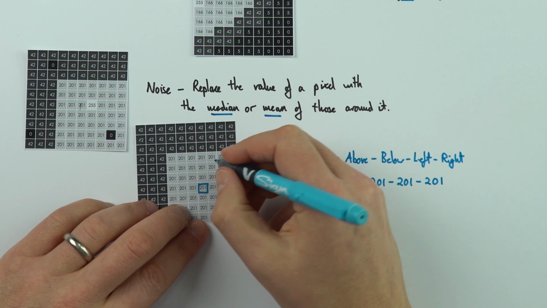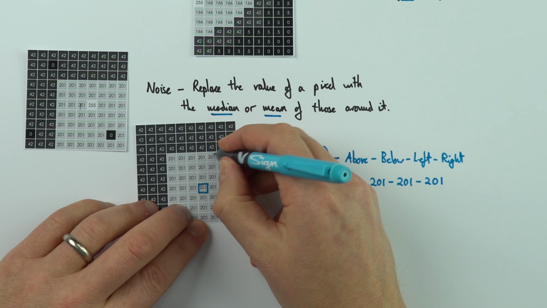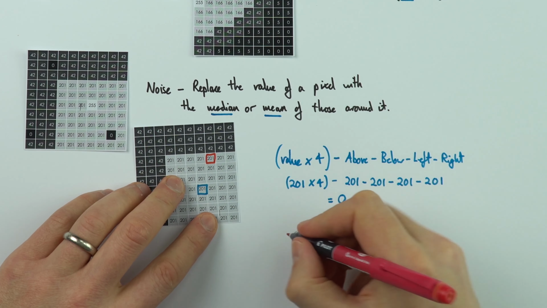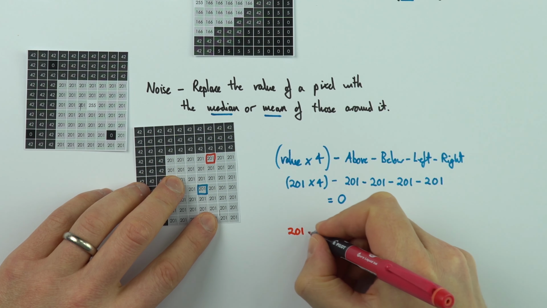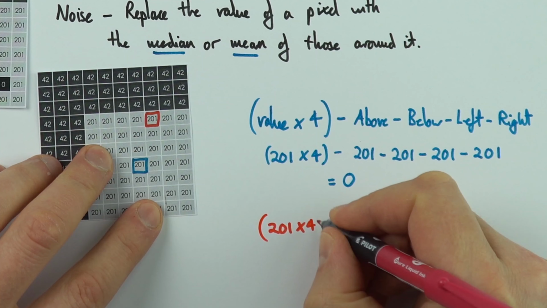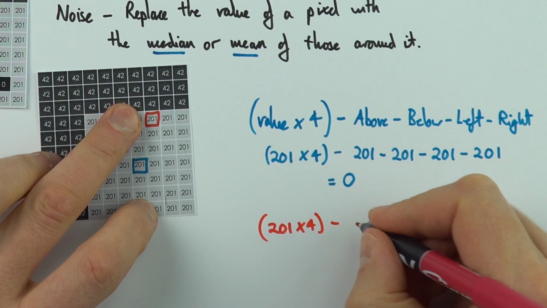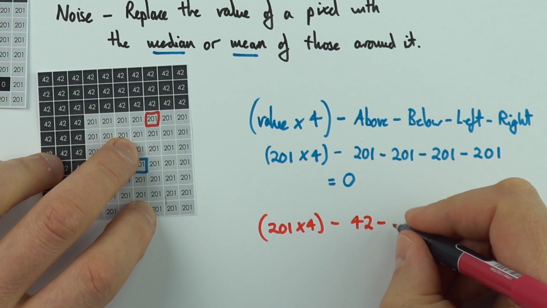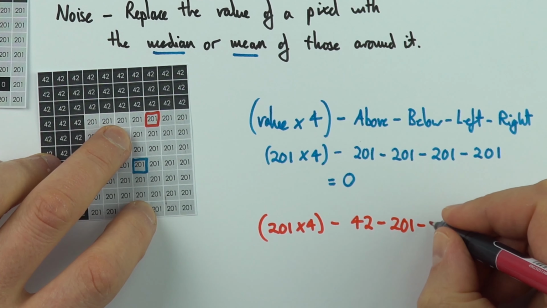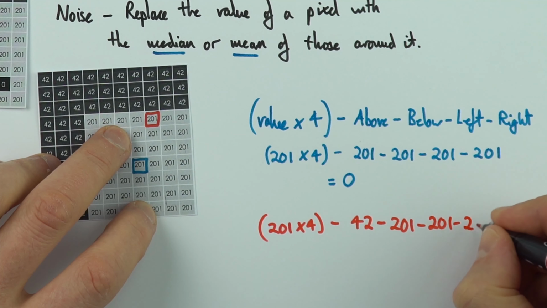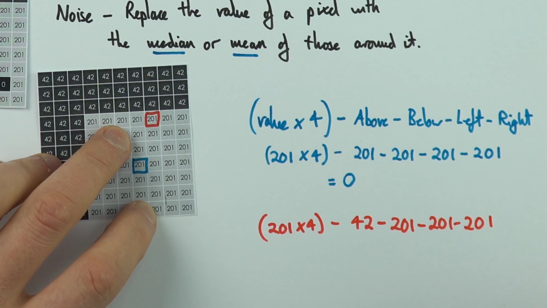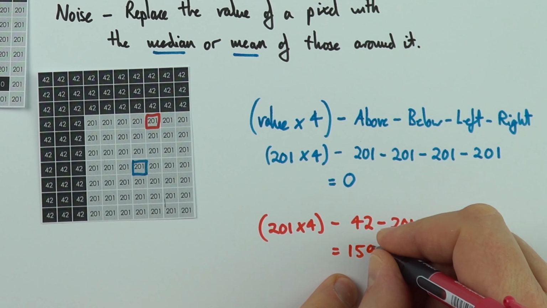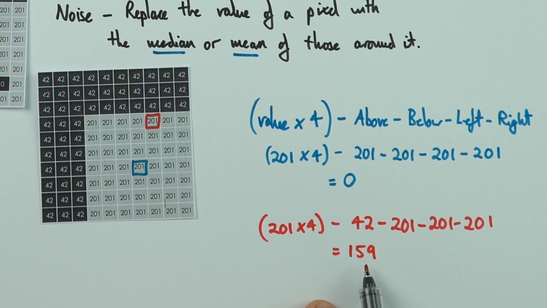But let's look at this cell up here now. So what we're going to do is we're going to have 201 multiplied by 4. We're going to take away the value of the cell above it, which is 42. We're going to take away below it, so 201, left is 201, and to the right is 201. And this then gives a value equal to 159, which is a medium grey colour.